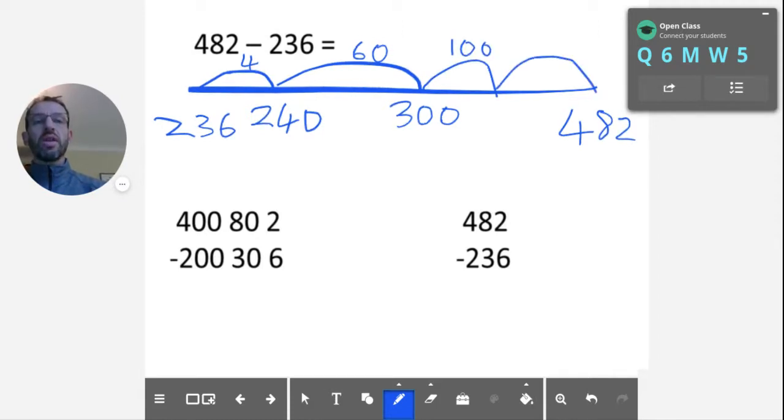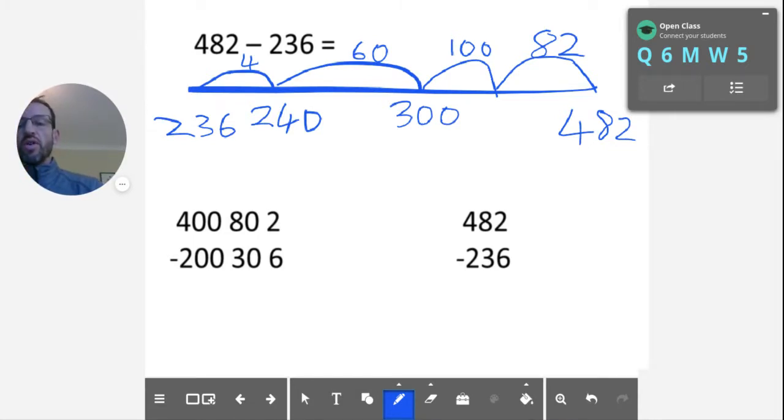And then I can jump 82. Add those all together and I've got my answer. 60, add 82, add 100, add 4, and I've got my answer from 482 take away 236. You might not want to use that method.